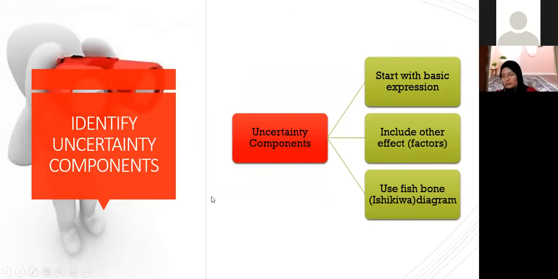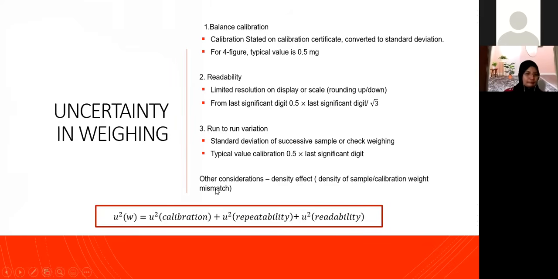All right. So identify uncertainty components. We start with the basic expression and include other effects. We use the fishbone. So basically to identify the uncertainty, we use the fishbone. For example, this is example number 1, uncertainty in weighing, the weighing process: balance calibration, readability, and run-to-run variation.